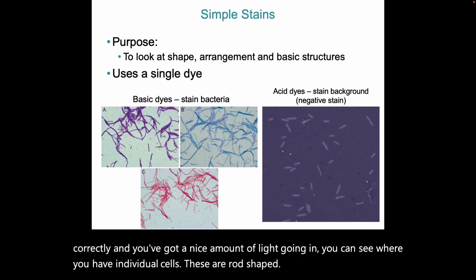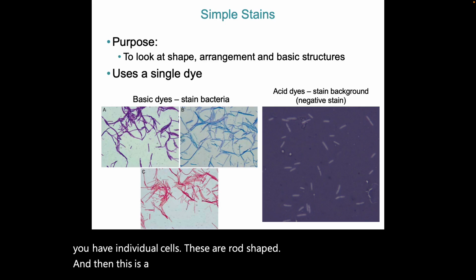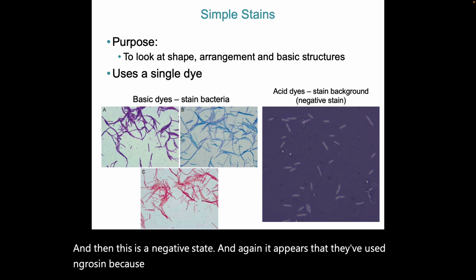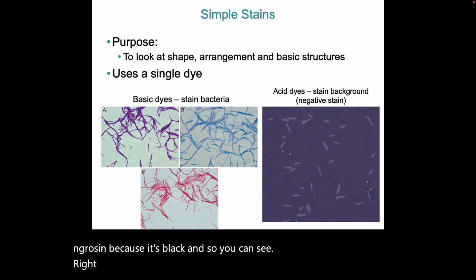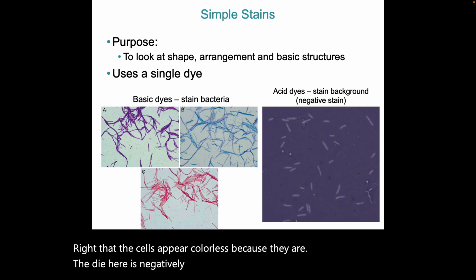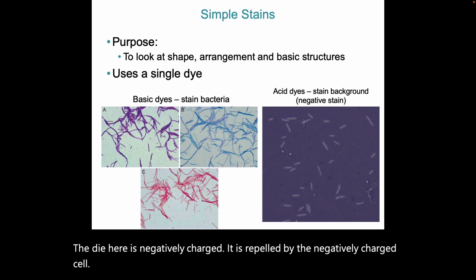And then this is a negative stain, and it appears that they've used nigrosin because it's black, and so you can see that the cells appear colorless because they are. The dye here is negatively charged. It is repelled by the negatively charged cell.